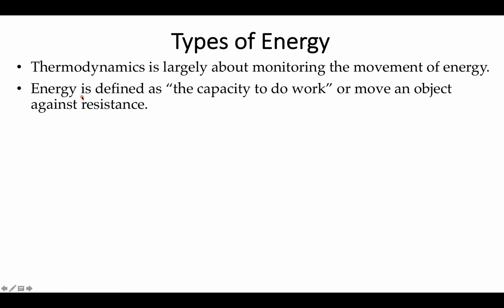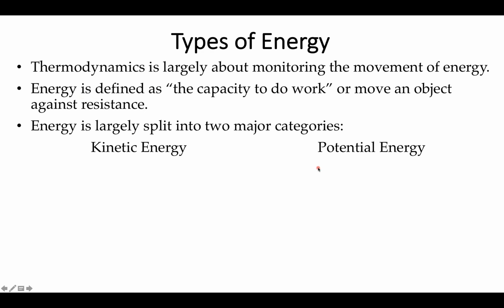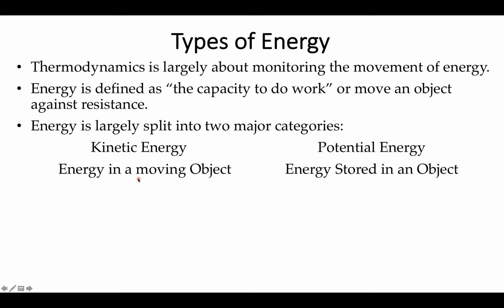Now, when we're starting with energy, we start by splitting it into two major categories: kinetic energy and potential energy. Kinetic energy is the energy in a moving object, versus potential energy, which is the energy stored in an object. So this is energy on the move versus energy that can move.